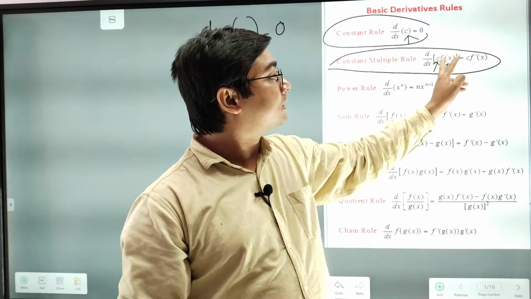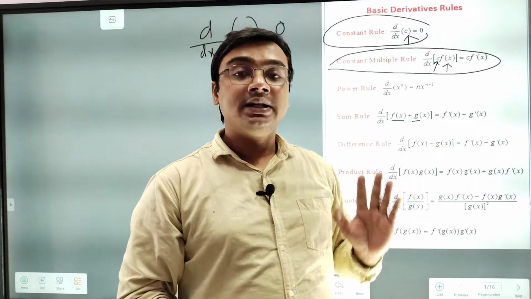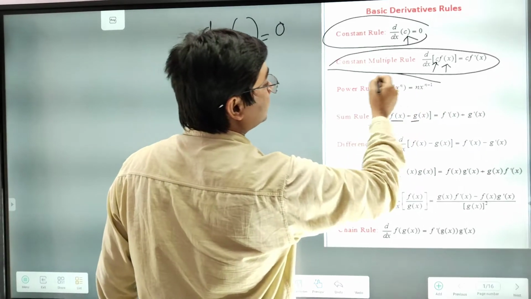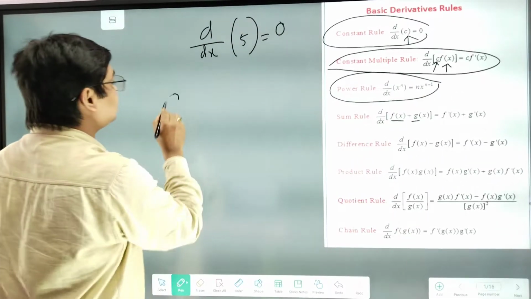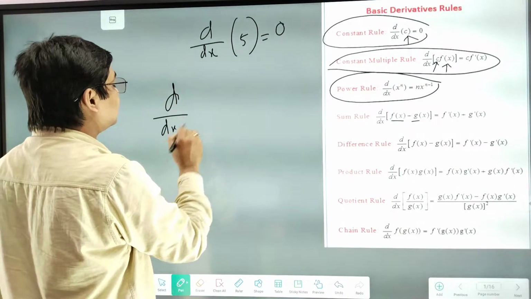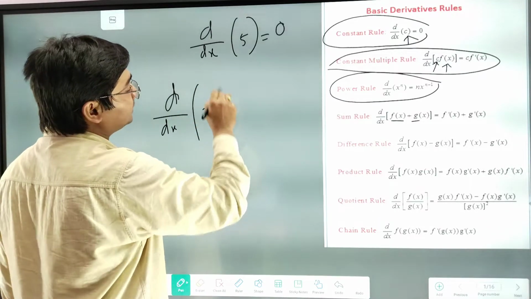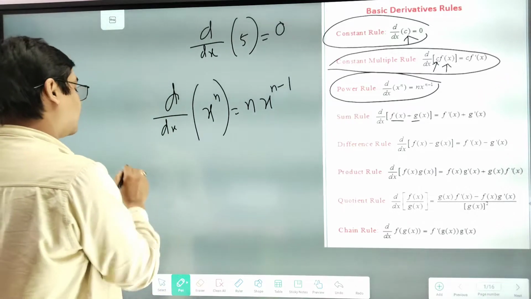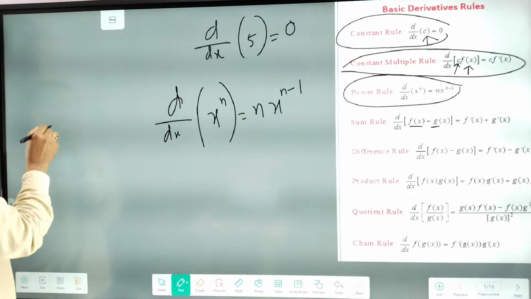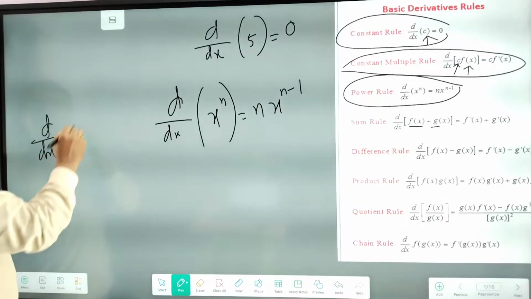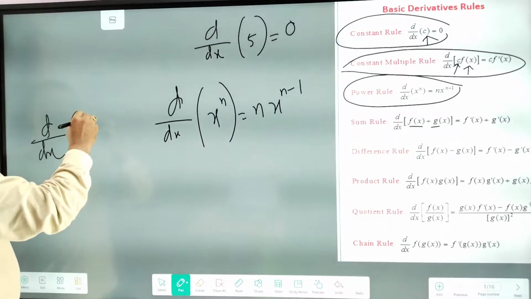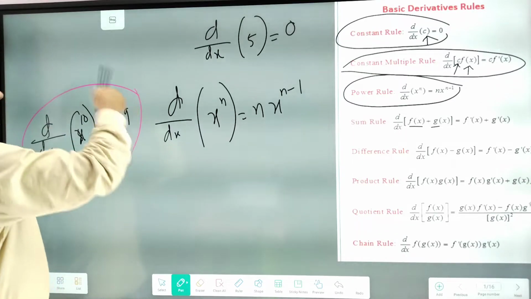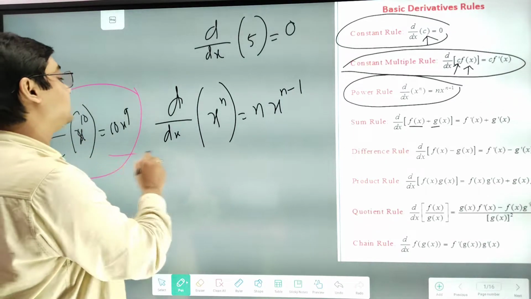That means bring the constant outside, and the rest will be the derivative of f of x, okay. And you see there is another rule, the power rule, we consider here. Suppose the derivative of x to the power n. So this value will be n into x to the power n minus 1. Yes, for example, suppose we want to find the derivative of x to the power 10. So this will be 10 into x to the power 9. Is it okay? Yes. So this is nothing but the power rule.